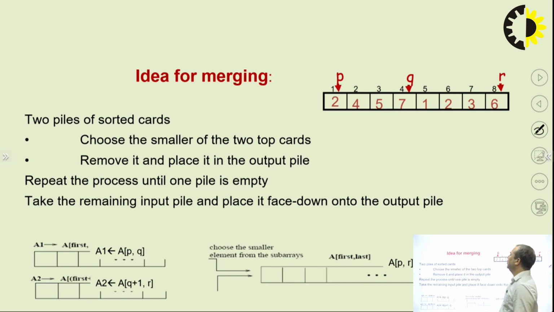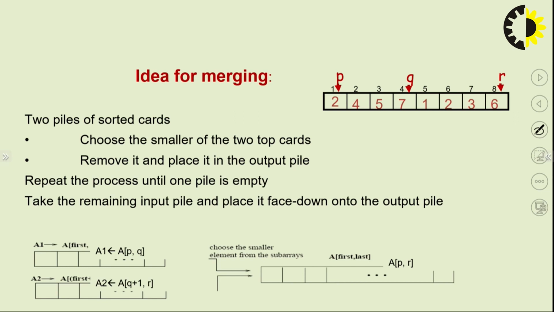Suppose 2 piles of sorted cards are here. So what we do? Choose the smaller of the 2 टॉप कार्ड. जो उसमें से टॉप कार्ड में से स्मॉलर होगा वी विल चूज, रिमूव इट, उसको रिमूव करिए एंड प्लेस इट इन द आउटपुट पाइल. रिपीट द प्रोसेस अंटिल 1 पाइल इज एम्प्टी.